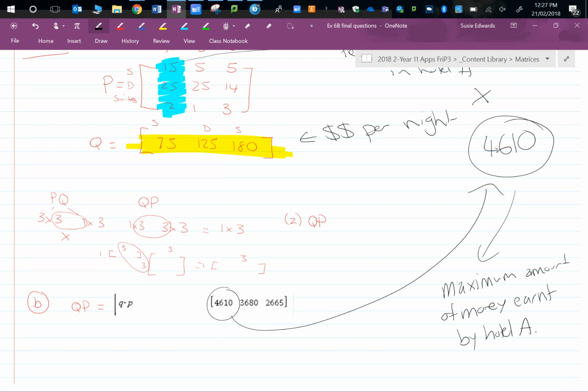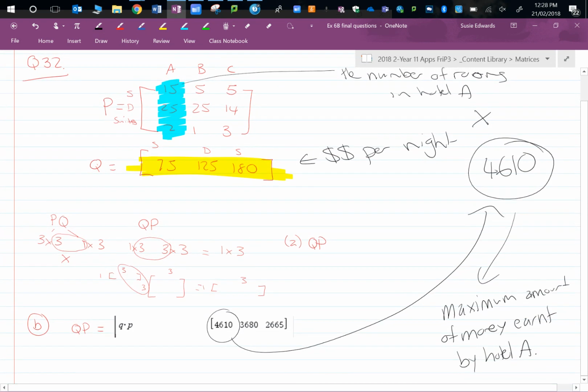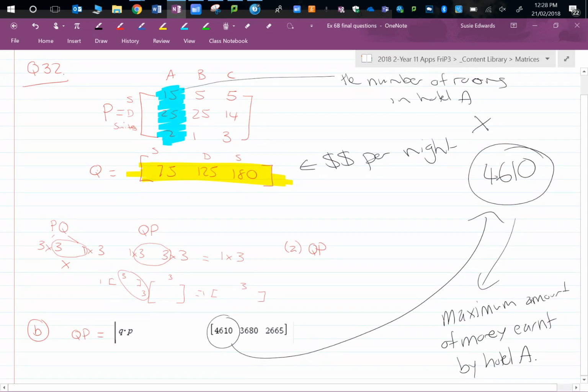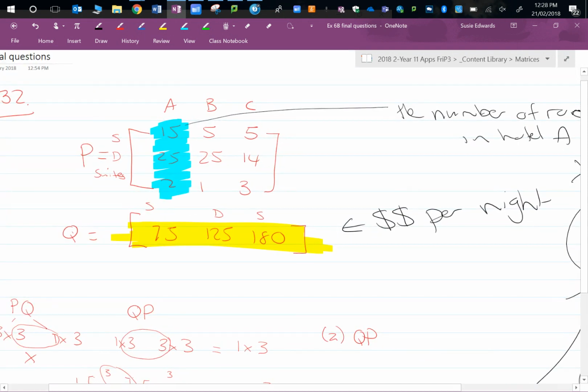Part C says, suppose instead that the tariff matrix were written as a column matrix R, the matrix product PR could be formed, but would it give any useful data? So what this question's saying, it's challenging, is if instead we wrote PR, I'm just going to write it in here. So if we said this times 75, 125, like this, and then 180. Okay, remembering that's the price of the single, the double, and the suite, if I multiplied 15, 5, and 5 by 75, 125, and 180, would it give us anything?